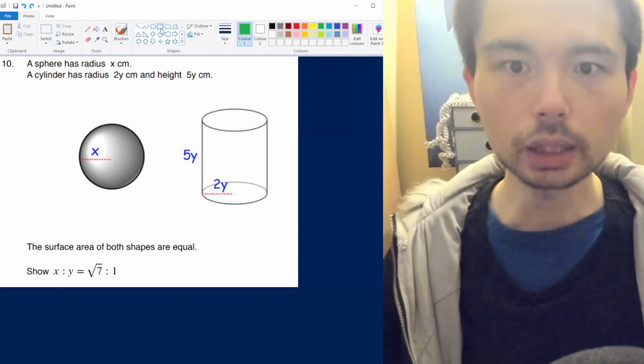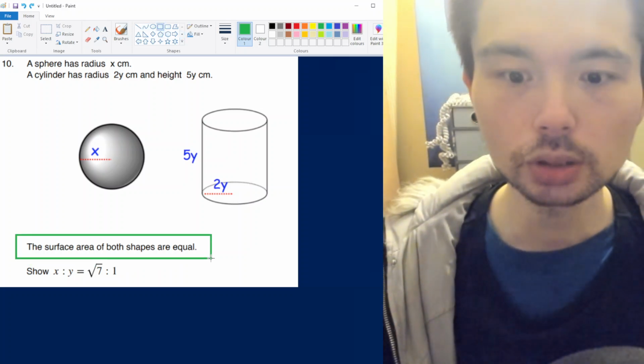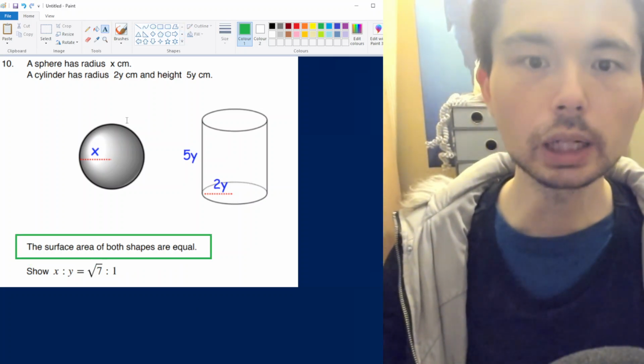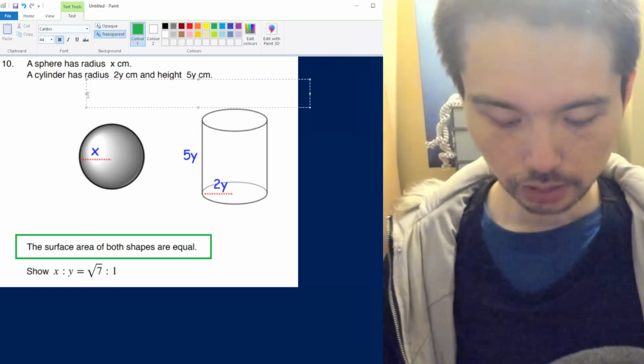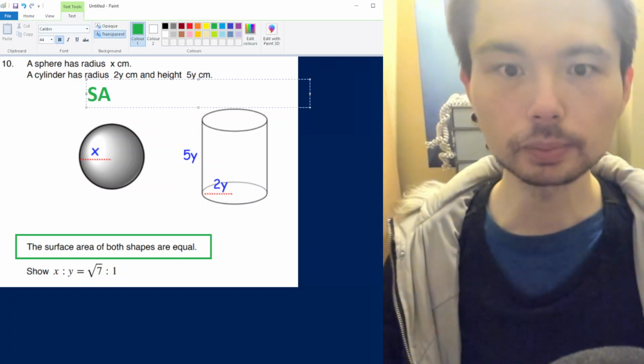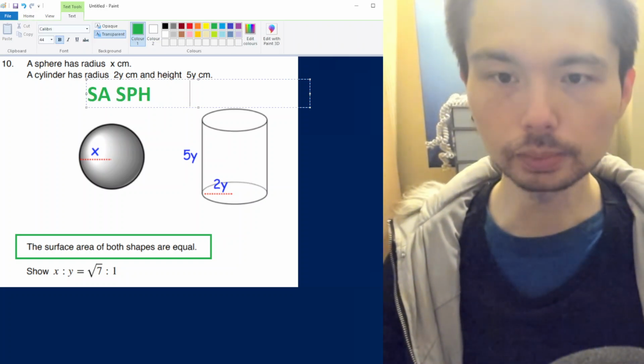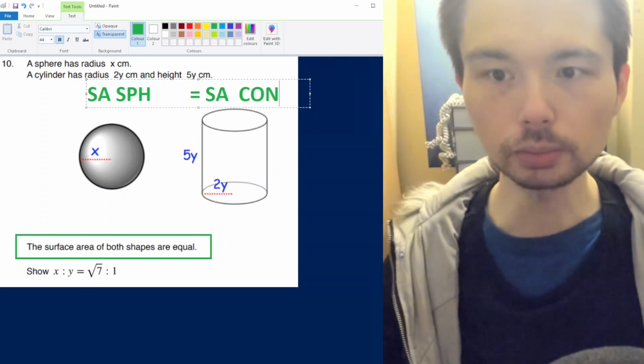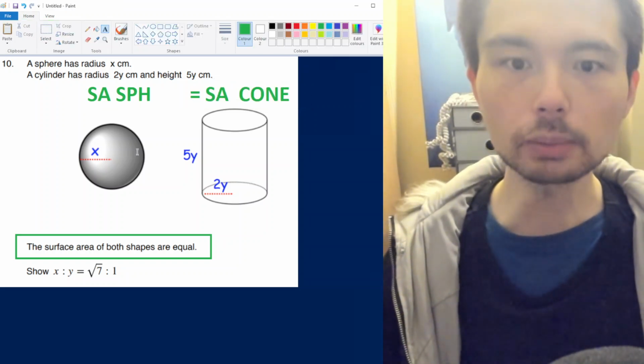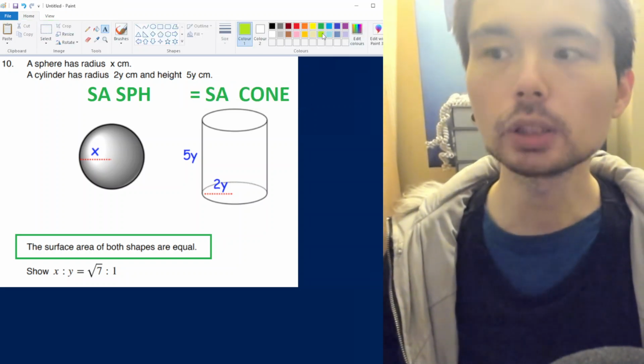Step 1 with these kind of questions is this. You need to set up the word equation. They're telling us surface area for a sphere is the same as surface area for a cylinder. Step 1. Now, step 2, we need to insert the formulas.